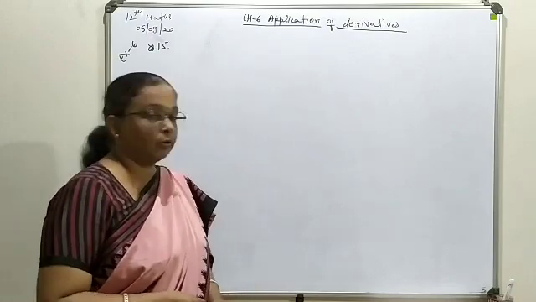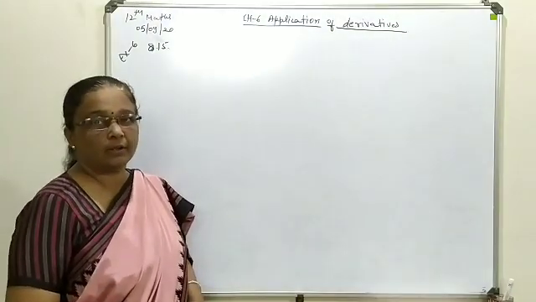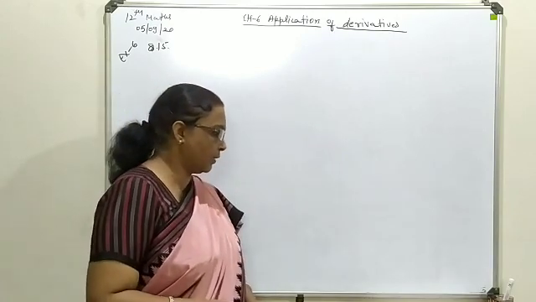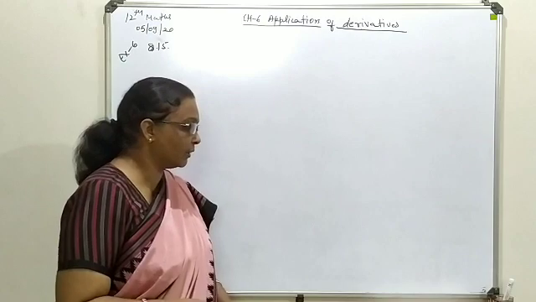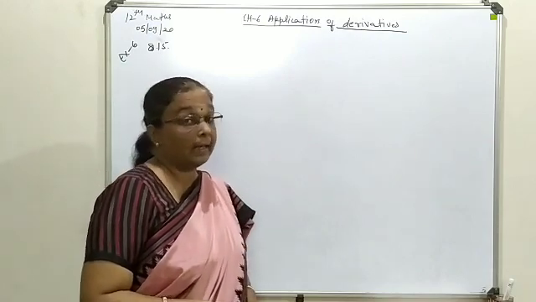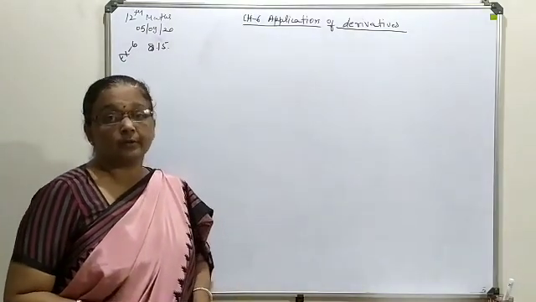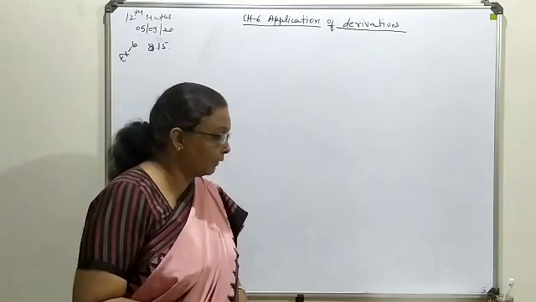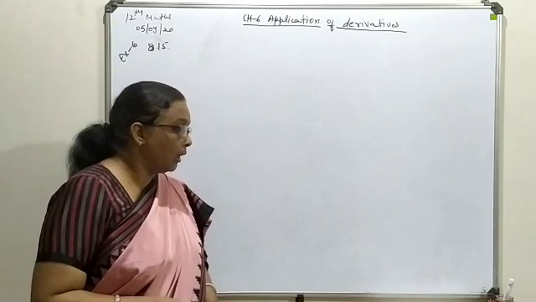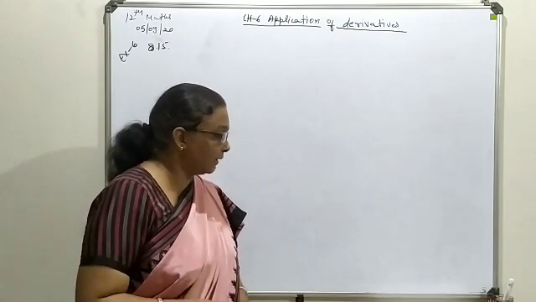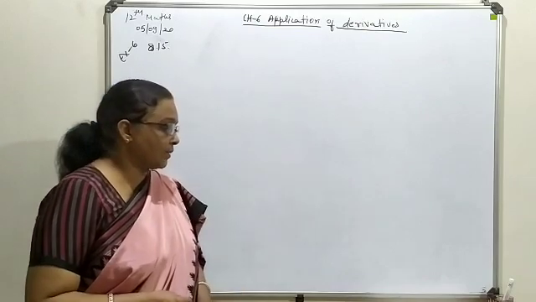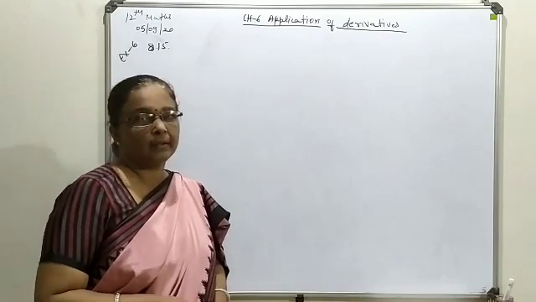Let's try to understand the meaning of the question and what the requirement of the question is. Now here the question is: show that the altitude of a right circular cone. Altitude of a cone means the height of a cone. So here you have to prove that the height of a cone with maximum volume that can be inscribed in a sphere of radius r is 4r by 3.